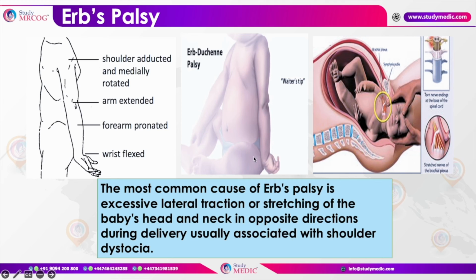So this is also called as Waiter's tip. And the most common cause of Erb's palsy is excessive lateral traction or stretching of the baby's head and neck in opposite direction during delivery, usually associated with shoulder dystocia.